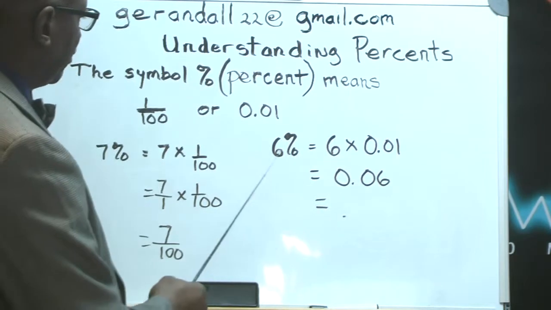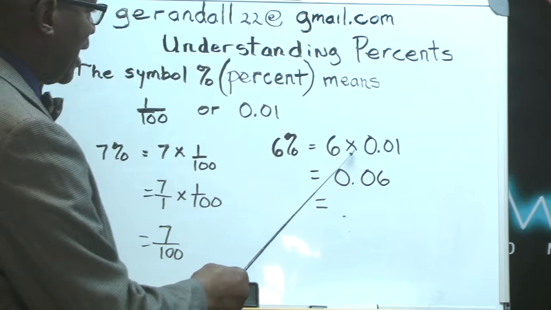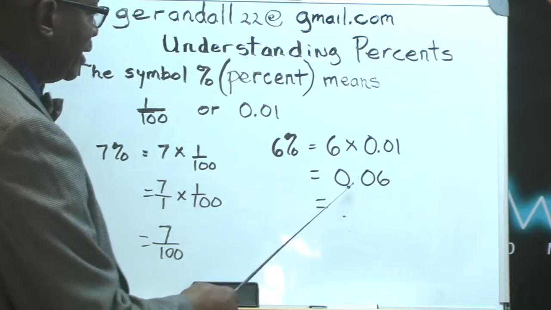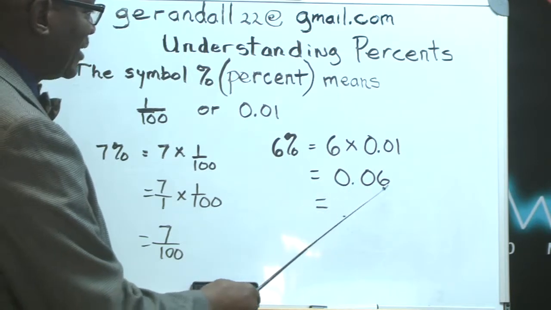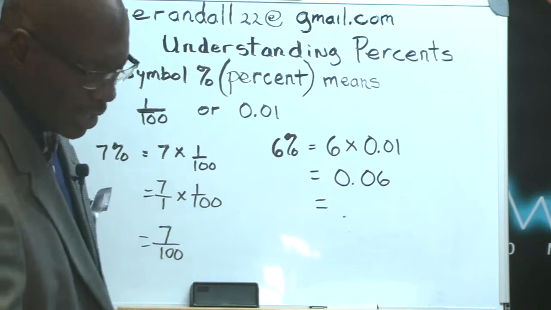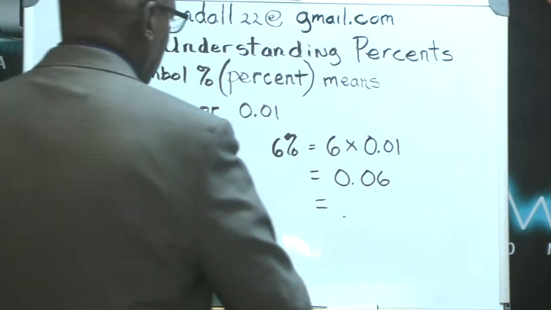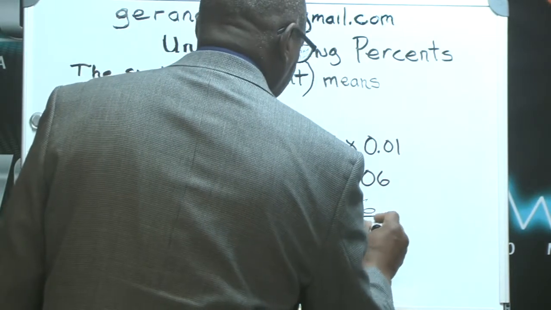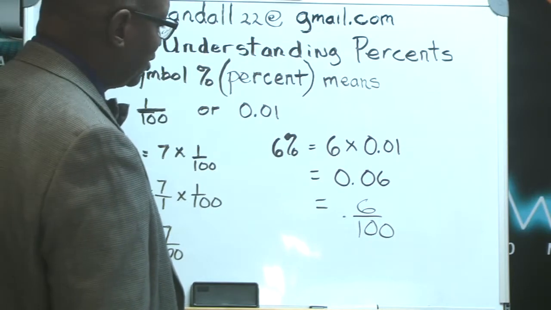Another way, if we start off with 6%. 6 times 100th equals, and written in decimal form, is 0 and 6/100. Now, we take that and rewrite 6 over 100. Again, we're back at our fractions.